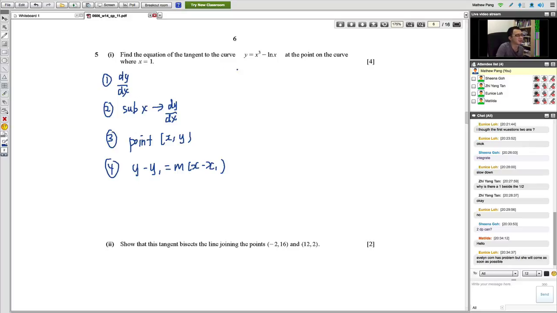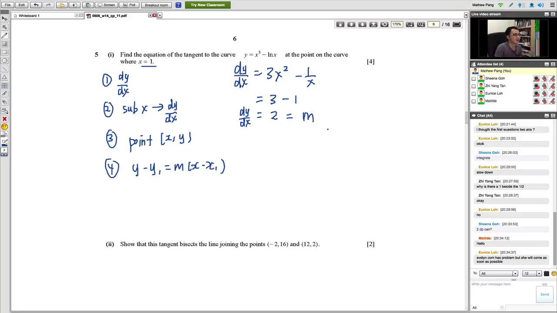So the first step, I do the dy/dx. So dy/dx for this is 3x squared minus 1 over x. Okay, this is the first step. Second step, substitute the x value into dy/dx. So it will be 3 multiplied by 1, which is just 3, minus 1. So your dy/dx should be 2. So when your dy/dx is equal to 2, you should know dy/dx actually has the same meaning as gradient, right? So I will say in this case, dy/dx equals 2 is also the gradient.